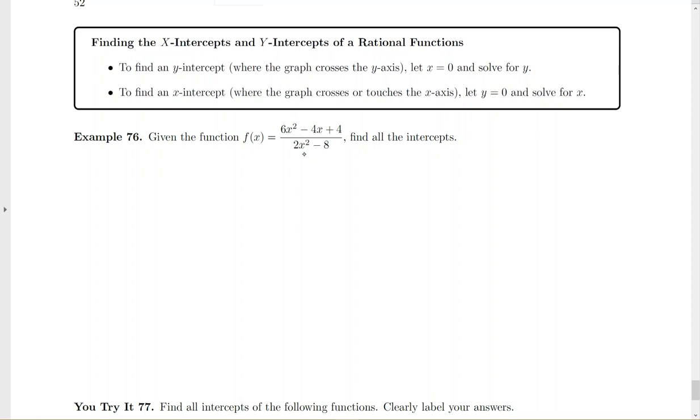Before we get to the first problem, though, I do want to see if I can simplify, just like we've done before. And I see that all of these numbers are even, so I'm going to take out a 2 out of the numerator and a 2 out of the denominator. So the 2's cancel. So the function that I'm looking at is this one.